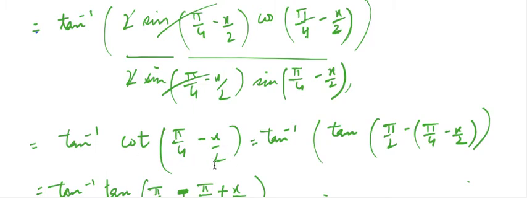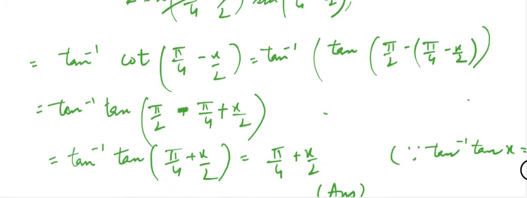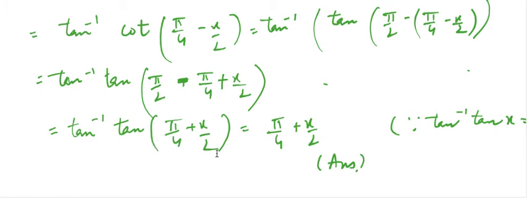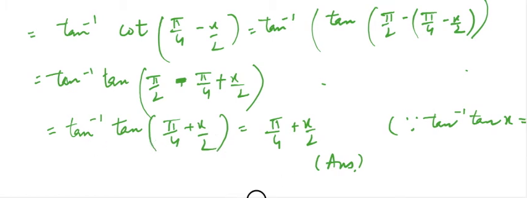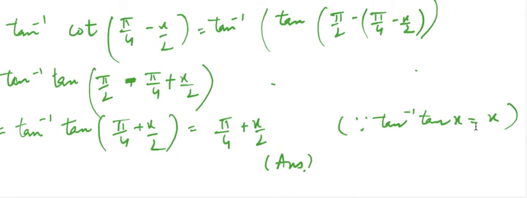Now cot of (pi by 4 minus x by 2) can be written in the form of tan of (pi by 2 minus (pi by 4 minus x by 2)). This is an angle in the first quadrant. In the first quadrant, cot of (pi by 4 minus x by 2) is equivalent to tan of (pi by 2 minus (pi by 4 minus x by 2)). Remove the braces, simplify, you will get tan inverse tan of (pi by 4 plus x by 2). And now using the result, tan inverse tan x equal to x, you will get pi by 4 plus x by 2. So this question is carrying the weightage of 2 marks from inverse trigonometric functions.